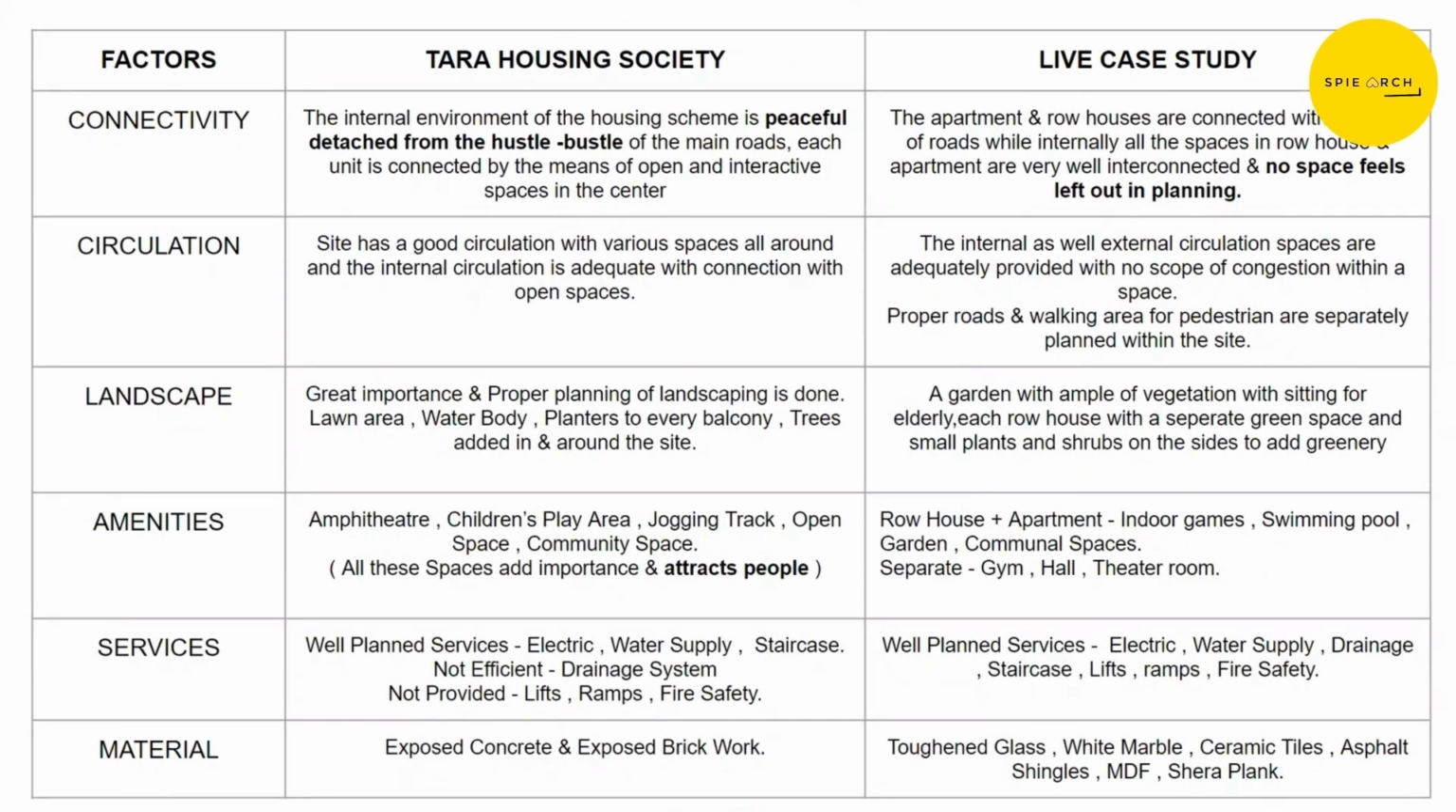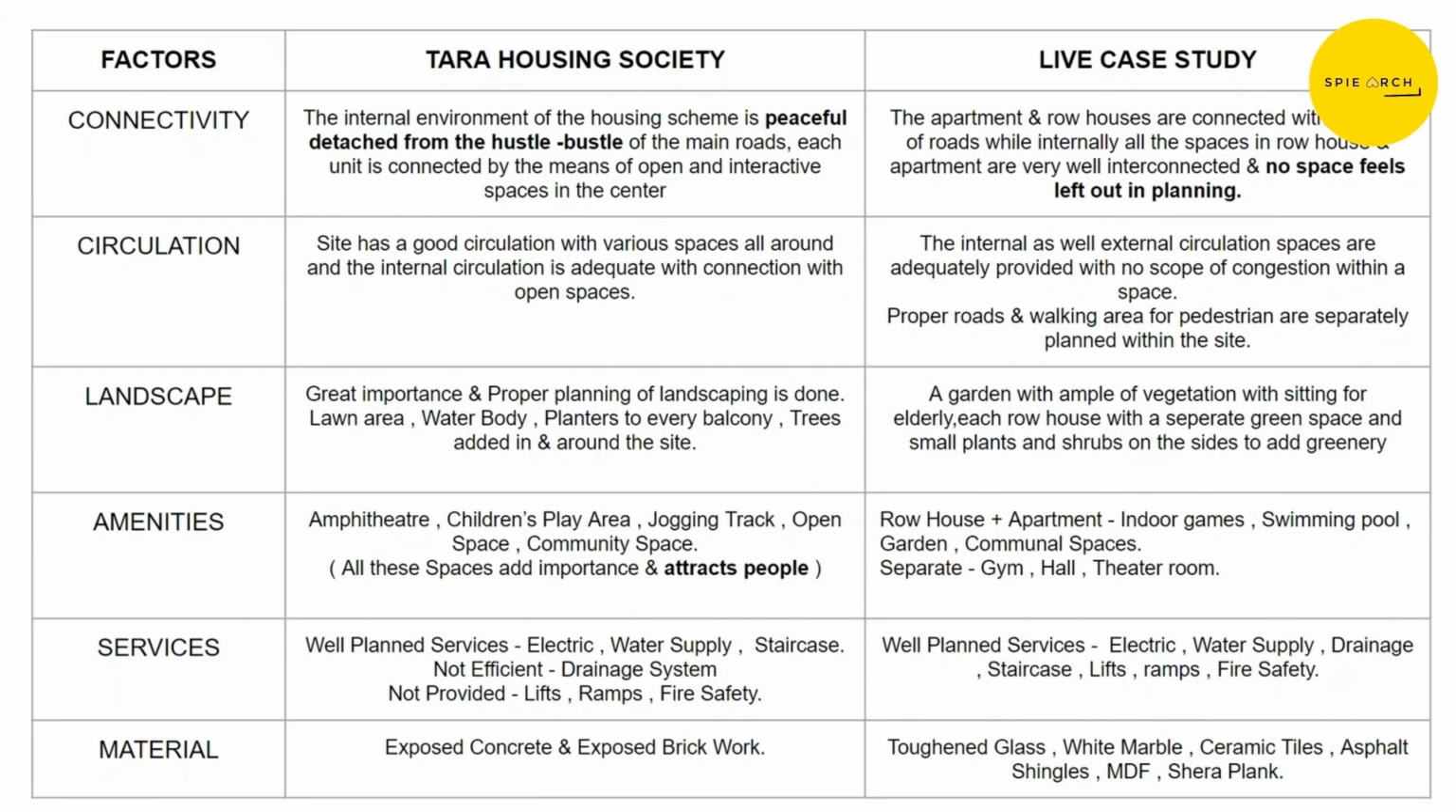So about the connectivity, in Tara housing, the units were connected by means of open and interactive spaces in the center, while in the live case study, all the apartments and row houses were connected with roads, and also the internal connectivity was nice, and no space was left out in planning. Then circulation: in Tara housing, it had good circulation, and spaces were properly connected, and adequate circulation spaces were provided, while in the live case study, proper roads and walking areas for pedestrians were separately planned and provided.